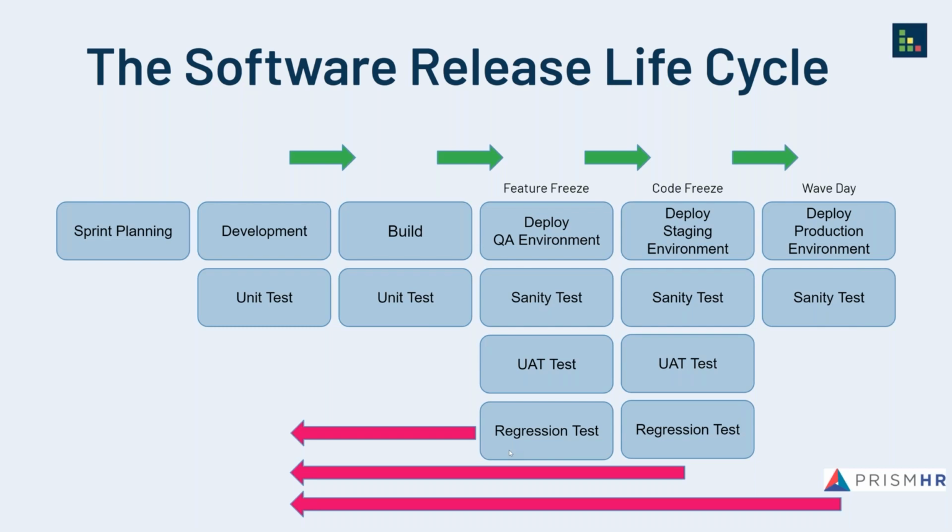UAT testing, user acceptance testing, this is where we're actually testing the new features which were put in, or even bug fixes, which are part of this sprint or part of this release. And then of course we have regression testing. In our world, regression testing is all the tests that we have in our arsenal that we think we need to run against this system to make sure that we didn't break something that was previously released. And we do that at 2 different deployment areas.